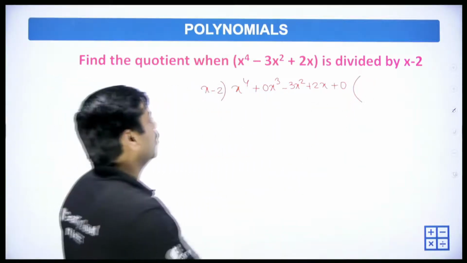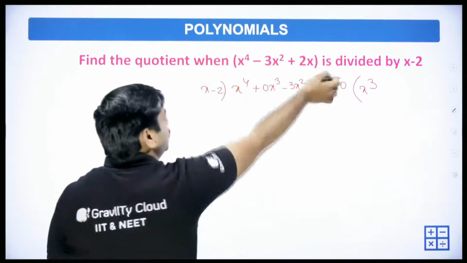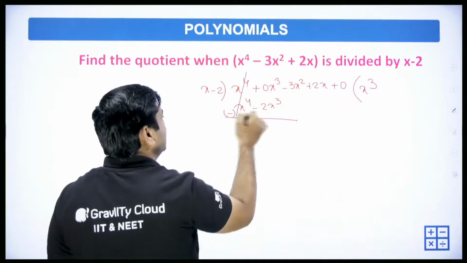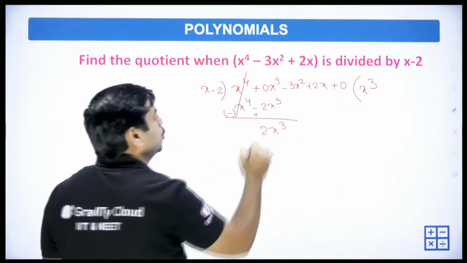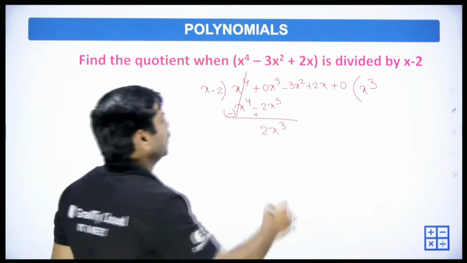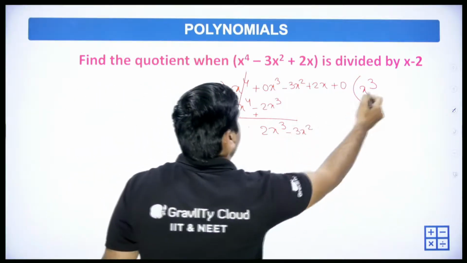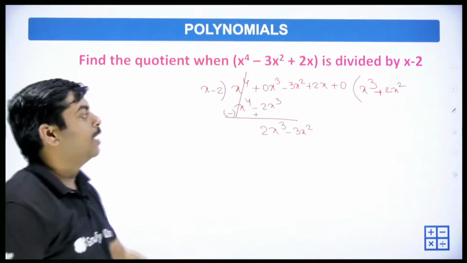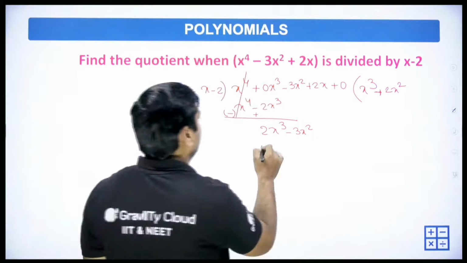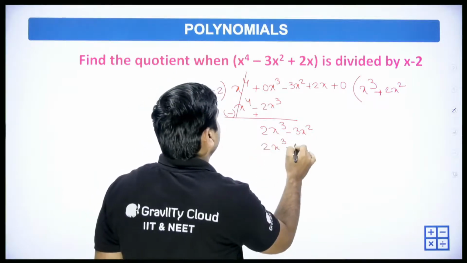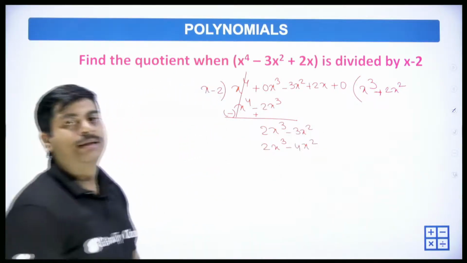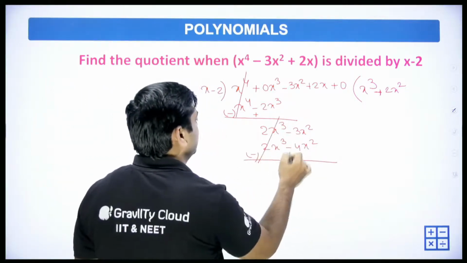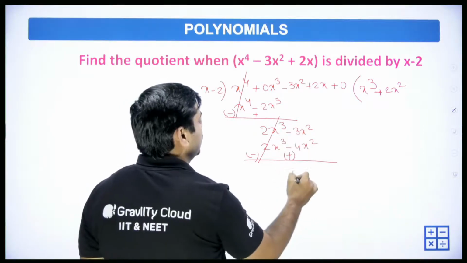With x minus 2, let's go with x cube. X into x cube is x power 4, minus 2x cube. So this, when subtracting, gets cancelled. When subtracting, it becomes addition, 2x cube. And that minus 3x square will come. Minus 3x square, so that becomes a plus 2x square. 2x square into x is 2x cube, and 2x cube minus 4x square. So these two get cancelled when subtracted. This becomes addition. 4 minus 3 becomes x square.